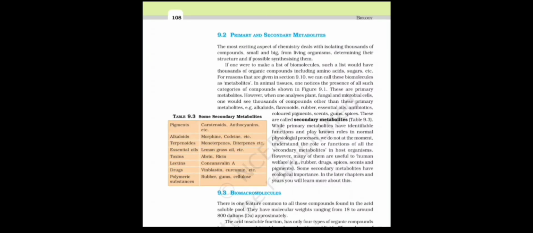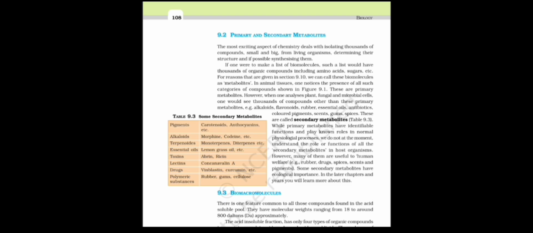9.2 Primary and secondary metabolites. The most exciting aspect of chemistry deals with isolating thousands of compounds, small and big, from living organisms, determining their structure and, if possible, synthesizing them. If one were to make a list of biomolecules, such a list would have thousands of organic compounds, including amino acids, sugars, etc., for reasons that are given in section 9.10. We can call these biomolecules metabolites.